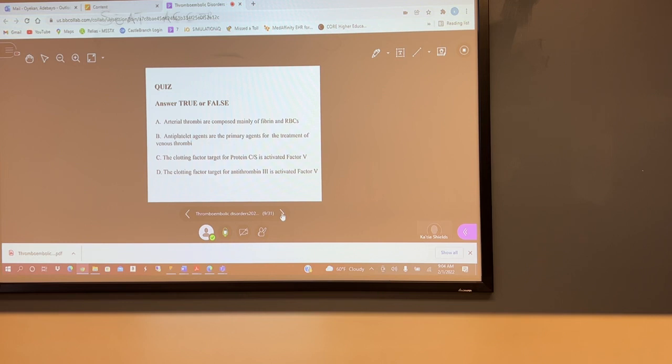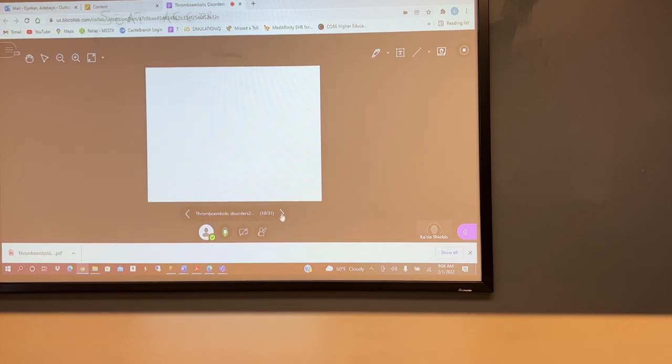All right. Then C, the clotting factor target for protein CS is activated factor 5. True. It is true. Are we good about that? Yes. The clotting factor target for antithrombin 3 is activated factor 5. False. Well, very good. So you pretty much are away today. Let me see when I'll lose you.